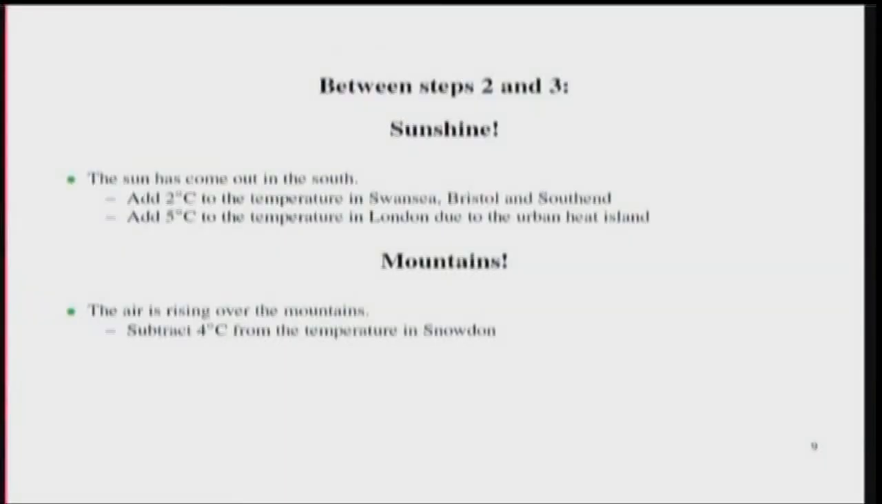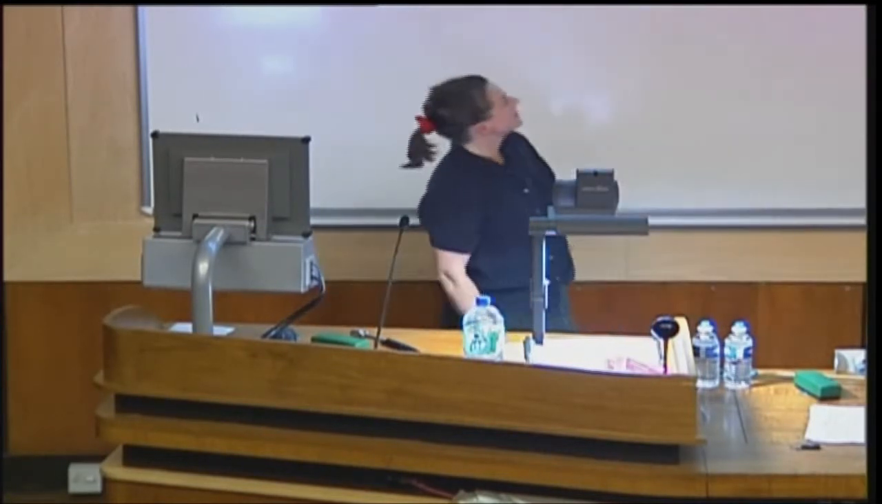And there is another term in the equation, so there's a gravity work term. When air rises over mountains, it cools. So if you are Snowdon, the air is now rising over the mountain, so I want you to subtract 4 from your temperature. And then following that, share those new temperatures with your neighbours and calculate the temperature for the third and final time step. Does that make sense? Go for it.